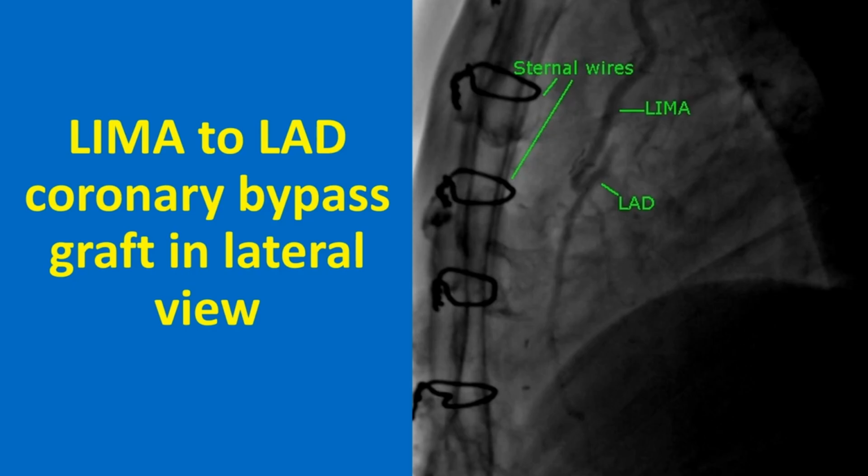The sternal wires indicate the post-sternotomy status. Distal flow into the LAD is good. Retrograde flow from the anastomotic site into the proximal part of LAD is also seen.